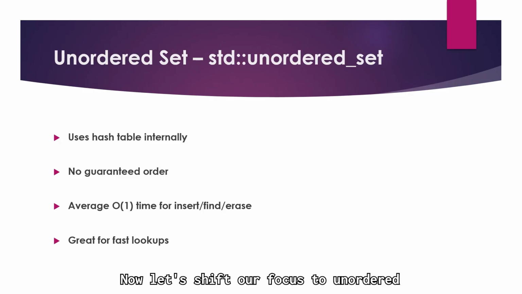Now let's shift our focus to unordered sets. This container has the same property of uniqueness, but it's not ordered. Internally, it uses a hash table, which gives us average case O(1) performance for insertions, deletions, and lookups. However, since it uses hashing, the elements do not maintain any specific order. It's great when you care about speed and not about ordering. For example, checking if a user has already logged in or if a word has already been processed in a large text.